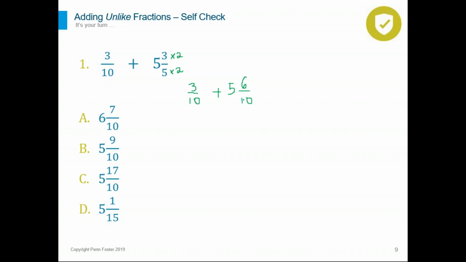Now we are able to perform the addition since we have common denominator. Now add. Nothing plus 5 is 5. 3 and 6 is 9, and 10 will remain the same in the denominator. Then the only right answer in this question is B. B is the right answer.